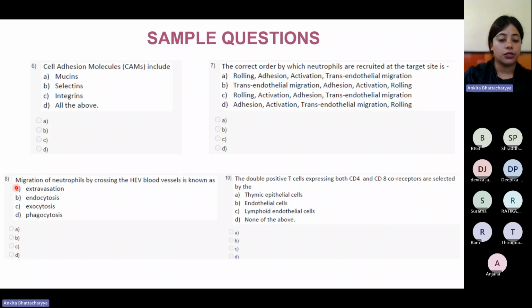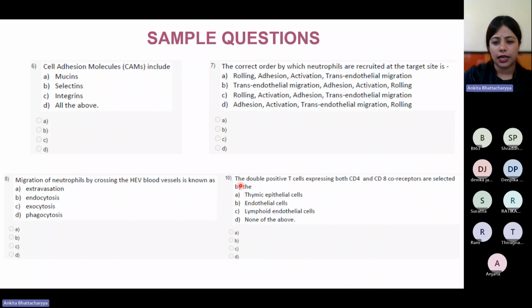Then in question 8, migration of neutrophils by crossing the HEV blood vessels is known as extravasation, endocytosis, exocytosis, or phagocytosis. Again, a process we have discussed in detail today. It is the process of extravasation, a very tightly regulated process where neutrophils will pass between the endothelial cells that line blood vessels. And in fact, there is one specific name for that process as well. It is known as pinocytosis, where they sort of squeeze out through the space that exists between those cells. So that is what occurs there.